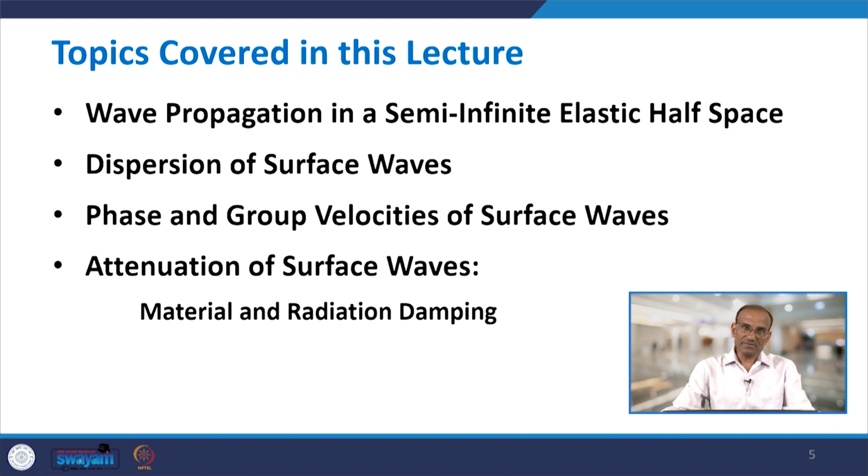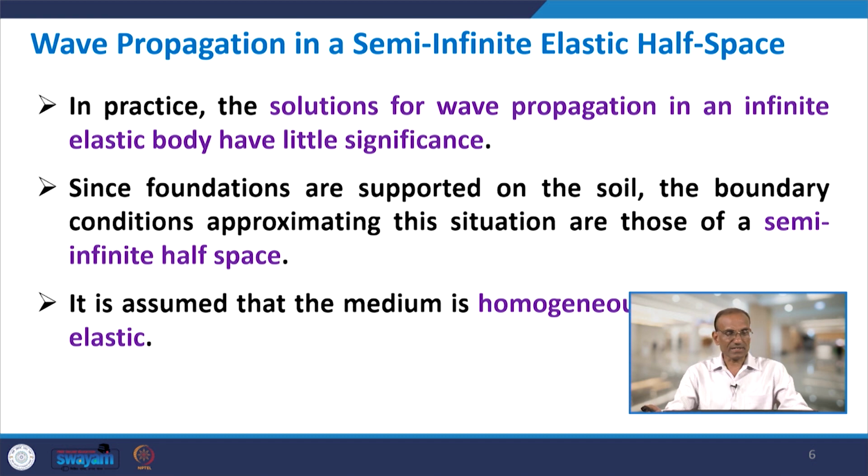Dispersion of surface waves will be covered, phase and group velocities for surface waves, and attenuation of surface waves, material and radiation damping. So, basically in this lecture, in the last three topics, we are going to talk much about the surface waves. The first one is how the surface waves are generated, which we started in the last lecture and continue here: wave propagation in a semi-infinite elastic half space.